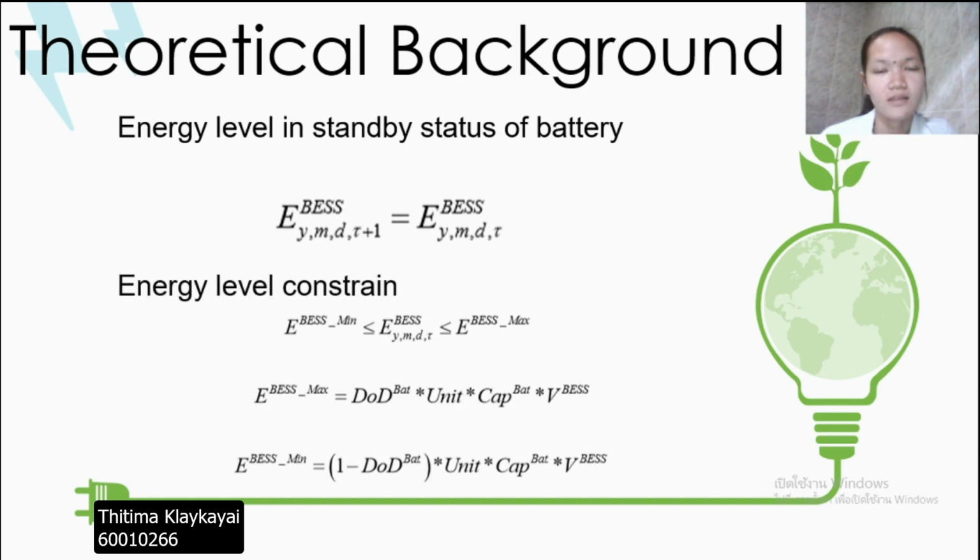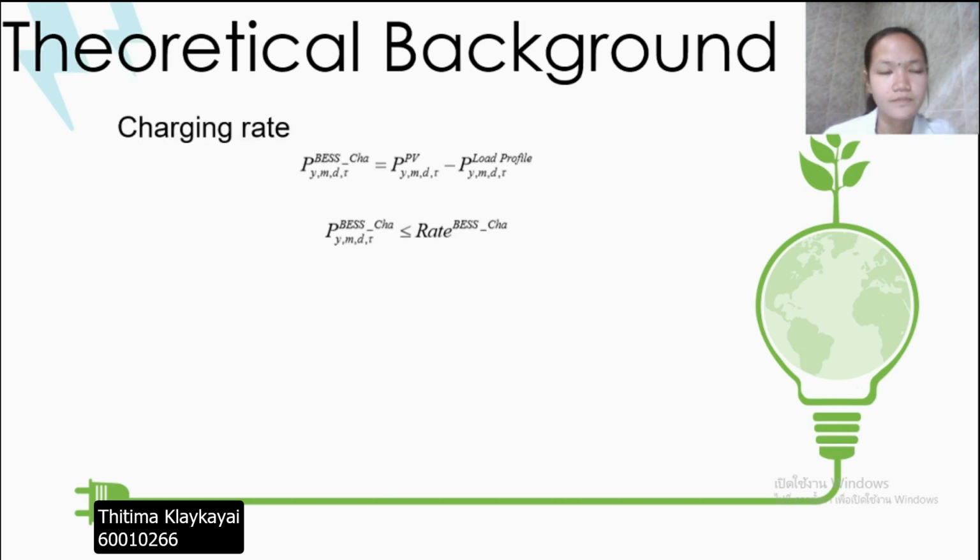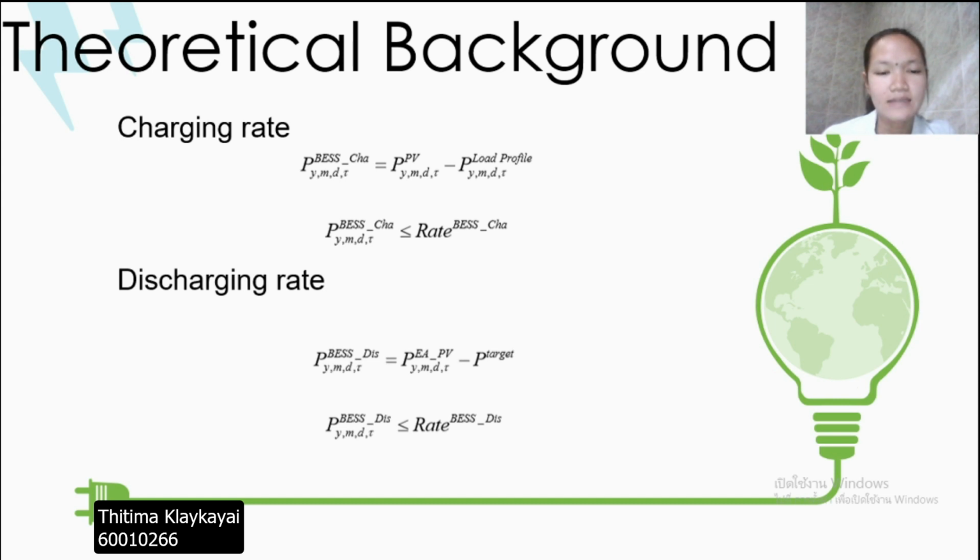Energy level constant. Anyhow, energy level in any period must not be higher than the maximum capacity and lower than the minimum energy level, according to this equation. This equation demonstrates charging rate and next are discharging rate. Chanaporn will explain the steps of MATLAB.